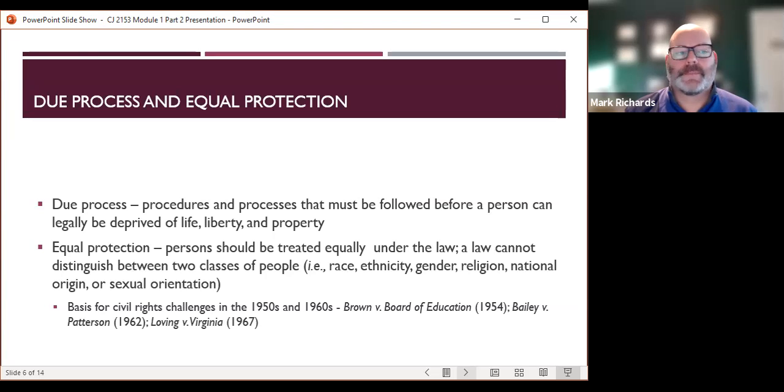Due process is the procedures and processes that must be followed before a person can be legally deprived of their life, liberty, and property. Equal protection means that persons should be treated equally under the law. So the law cannot distinguish between 2 classes of people, for example, based upon their race, ethnicity, gender, religion, national origin, or sexual orientation. This became the basis for civil rights challenges in the 1950s and 1960s in cases like Brown versus the Board of Education, Bailey versus Patterson, and Loving versus Virginia.